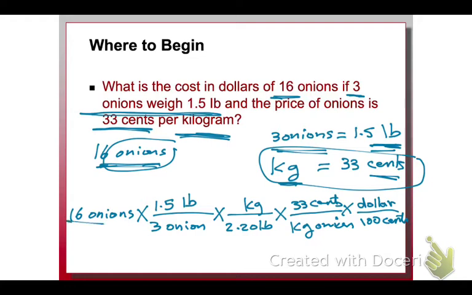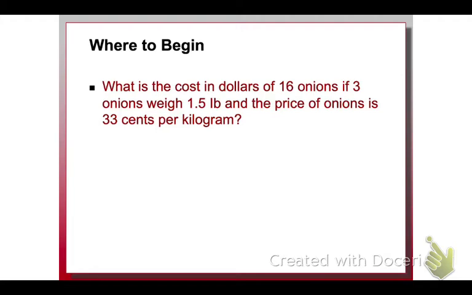So now, 2 sig fig here, 3 sig fig, 2 sig fig here, and this is exact. So your answer has to come in 2 sig fig, so when you finish doing all the math, the answer should be $1.2.